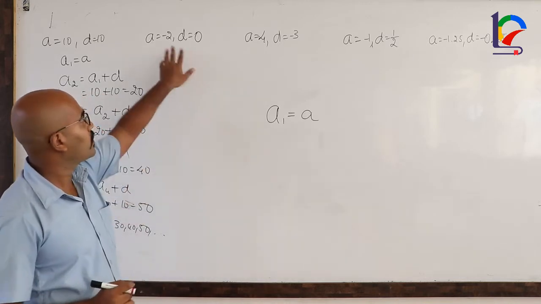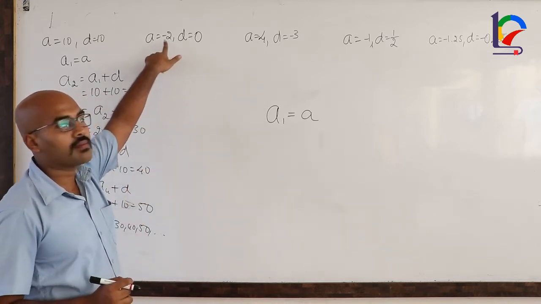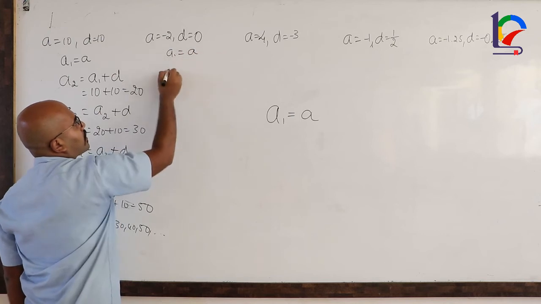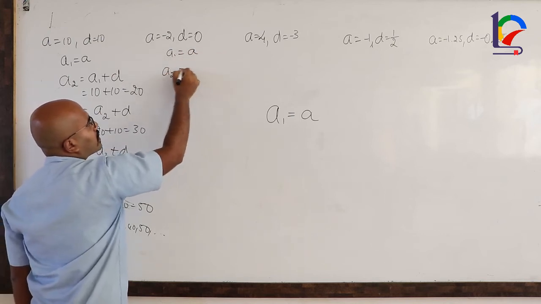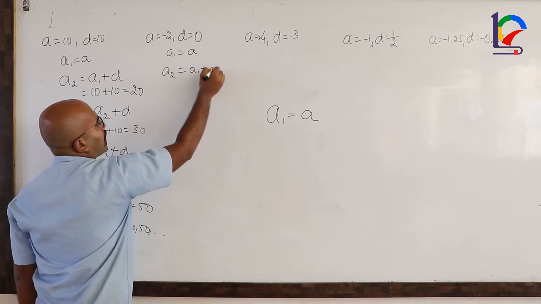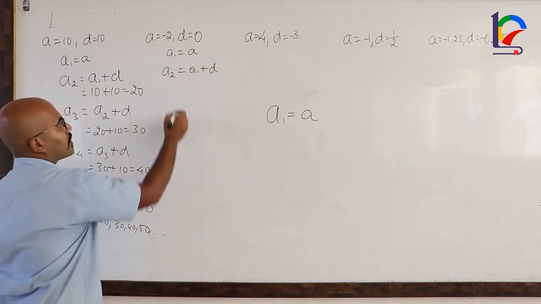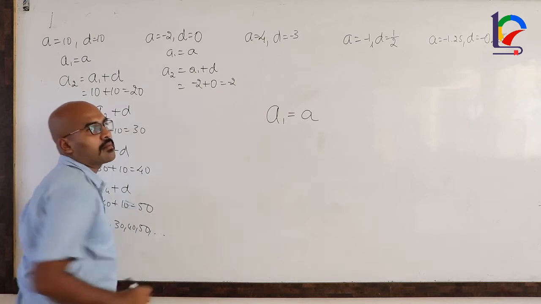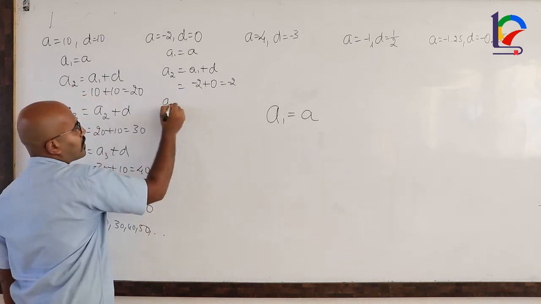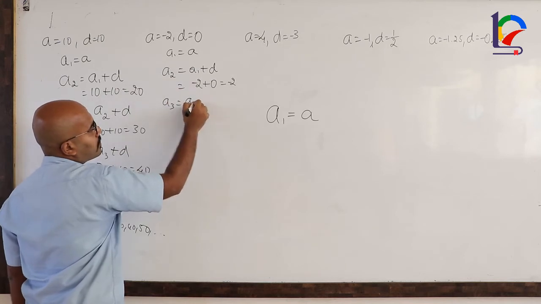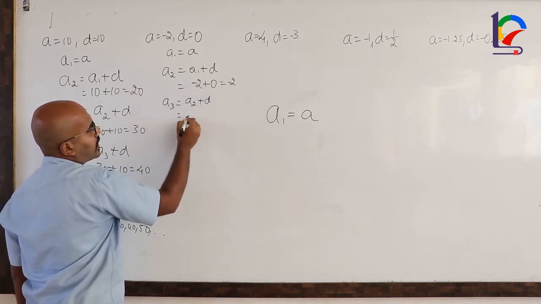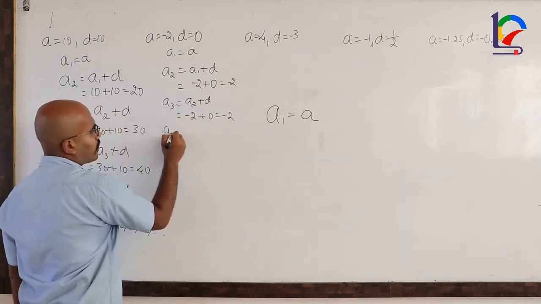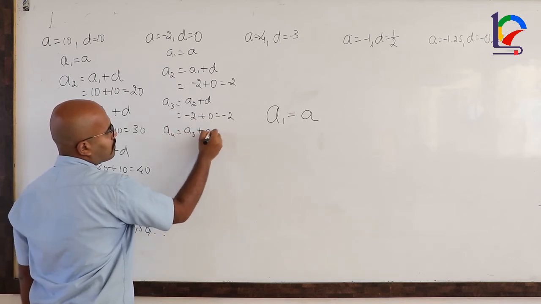Similarly, for the second problem, they have given a as -2 and the common difference as 0. So a1 is a. What is a2? a2 is a1 plus d. What is a1? -2. What is the common difference? 0. So it will be -2. Similarly, a3 is the second term plus the common difference. The second term is -2, common difference is 0. Again it's -2.